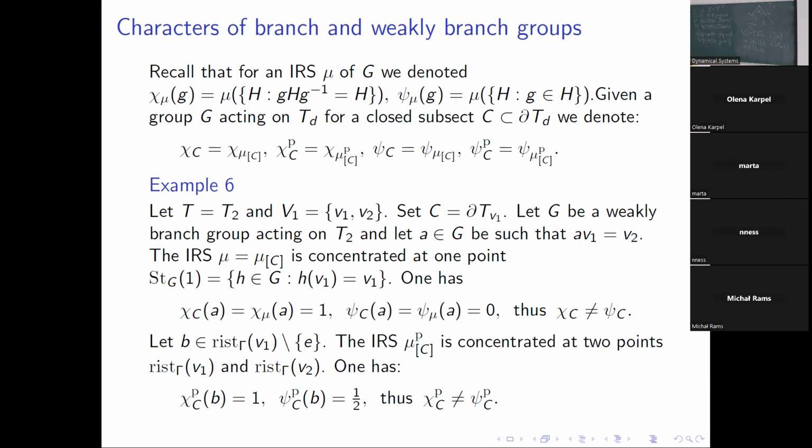Another example. Consider element B, which should be in the rigid stabilizer in G of vertex V1, not equal to identity. So we just take any element B which acts inside this subtree and acts trivially outside. Notice that if we take the point stabilizer, then from these two sets we obtain two different subgroups: by definition, the subgroup rist G of V1 and the subgroup rist G of V2 correspondingly.